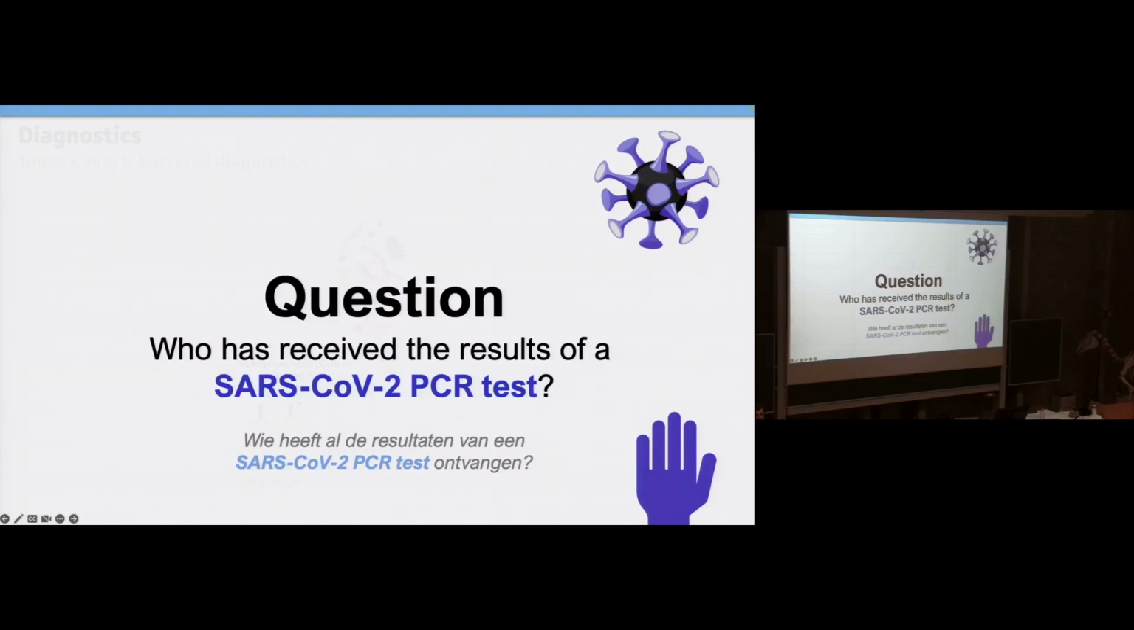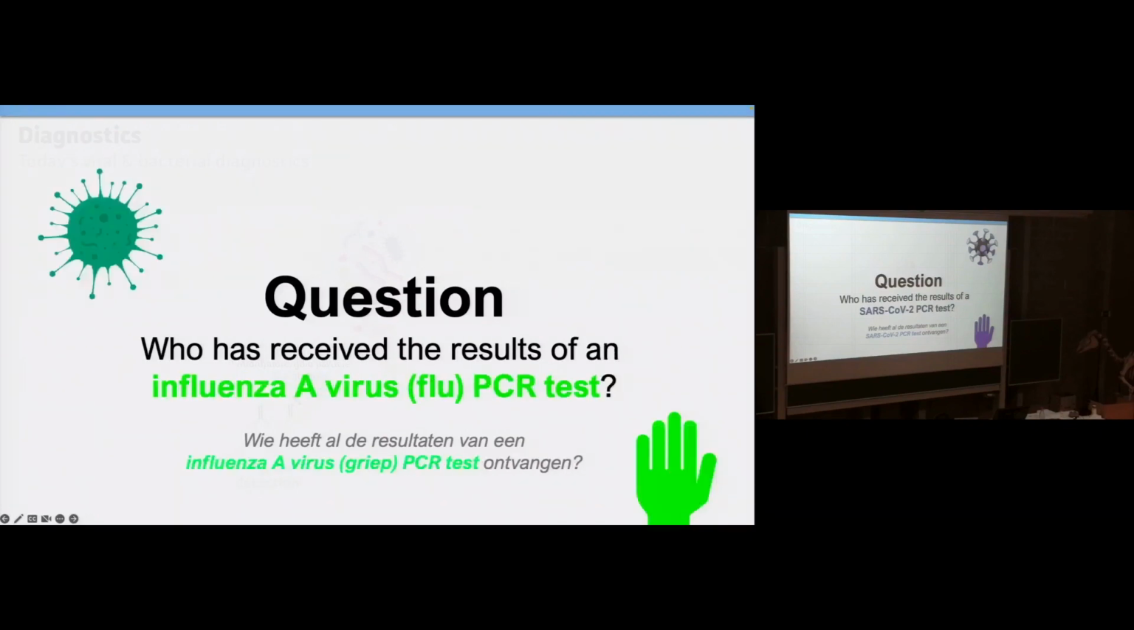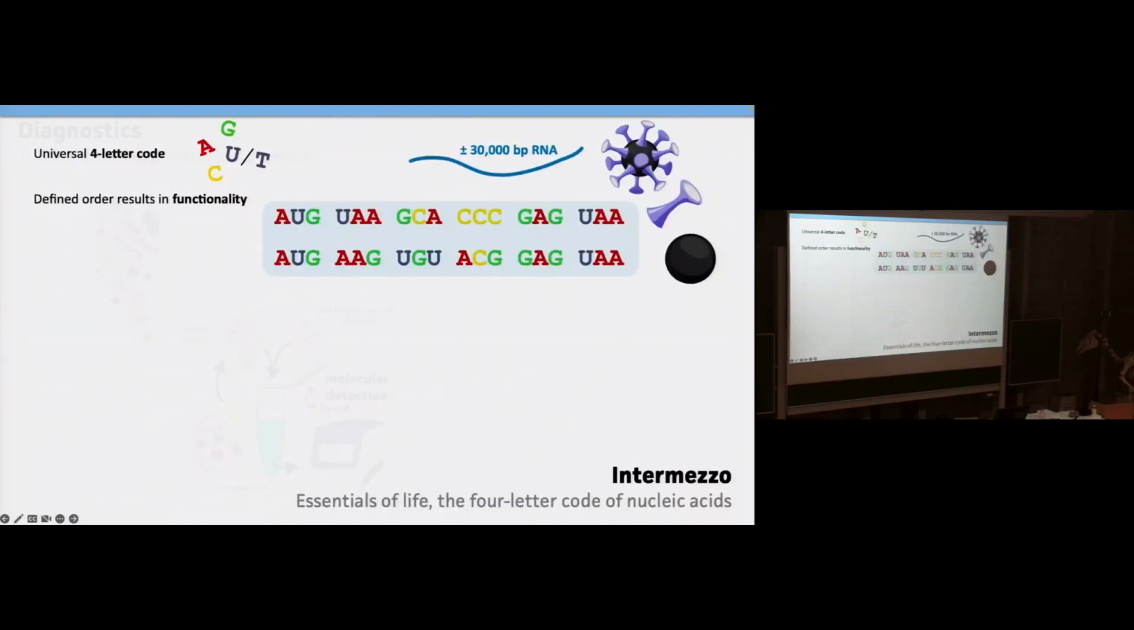Now, second question, who has done a SARS-CoV-2 PCR test and received the results of these PCR tests? That's what I expected, almost everybody. Well, the questions will get more difficult, don't worry, because my next question is about who has gotten the PCR results of the flu, influenza A PCR. I might see some of them because they started to test for them as well in the hospitals, but it's not that common. So how is this test actually working?